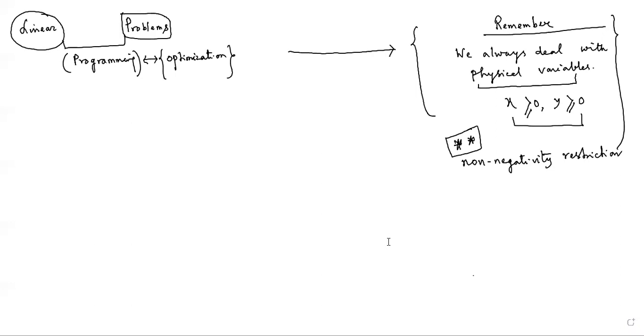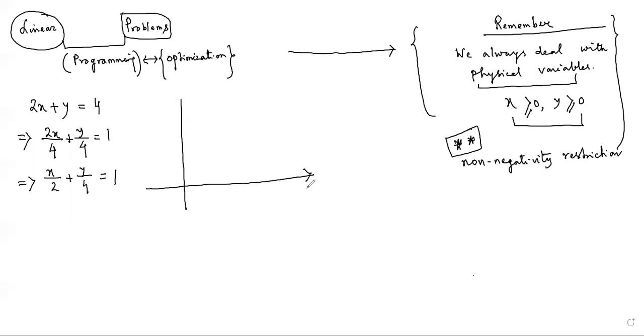And because of this restriction, let me again draw the straight line that I drew earlier. Our straight line was 2x plus y is equal to 4. We got 2x by 4 plus y by 4 is equal to 1, that is x by 2 plus y by 4 is equal to 1 in the intercept form. In the previous session, I drew the x-axis and y-axis. I marked the point (2, 0) here. We represent this point by A. And somewhere here, I marked the point B, which has the coordinates (0, 4). And then I joined them.